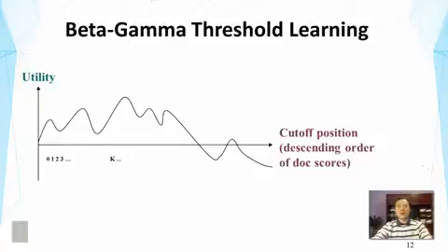So here I show a ranked list of all the training documents that we have seen so far, and they are ranked by their positions. And on the y-axis, we show the utility. Of course, this function depends on how you specify the coefficients in the utility function. But we can then imagine, depending on the cutoff position, we will have a utility. That means, suppose I cut at this position, and that would be the utility.